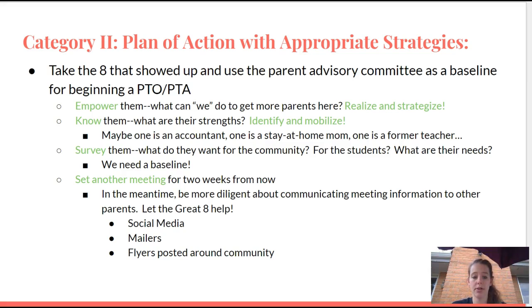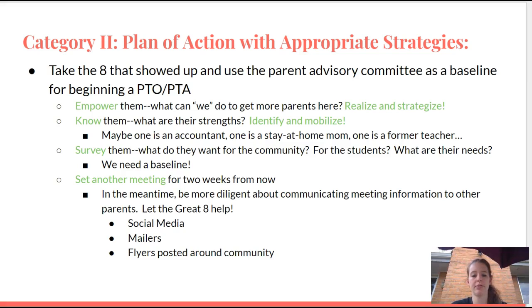I would want to get to know them and know what their strengths are. So maybe one is an accountant, maybe one's a stay-at-home mom, one is a former teacher. How can we use their strengths to enhance our parent community moving forward? I'd want to survey them and figure out what they actually want for the community and for the students, and what they need as a general community, and we need a baseline to build off of.